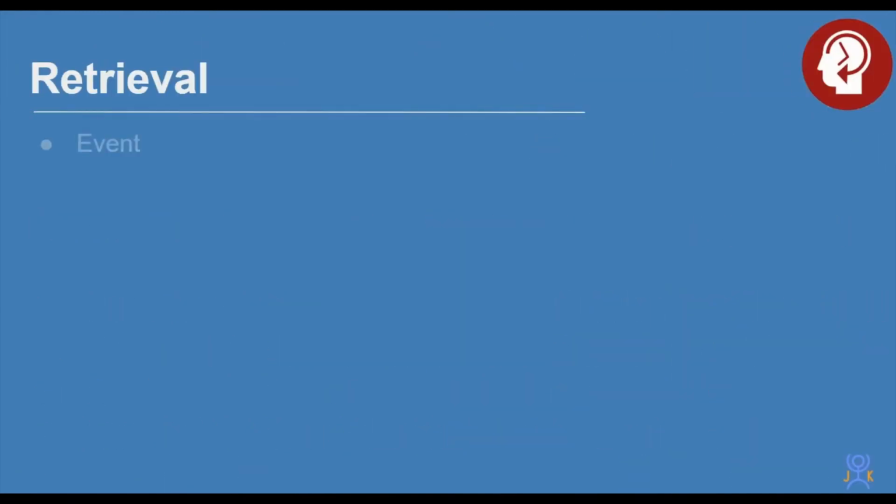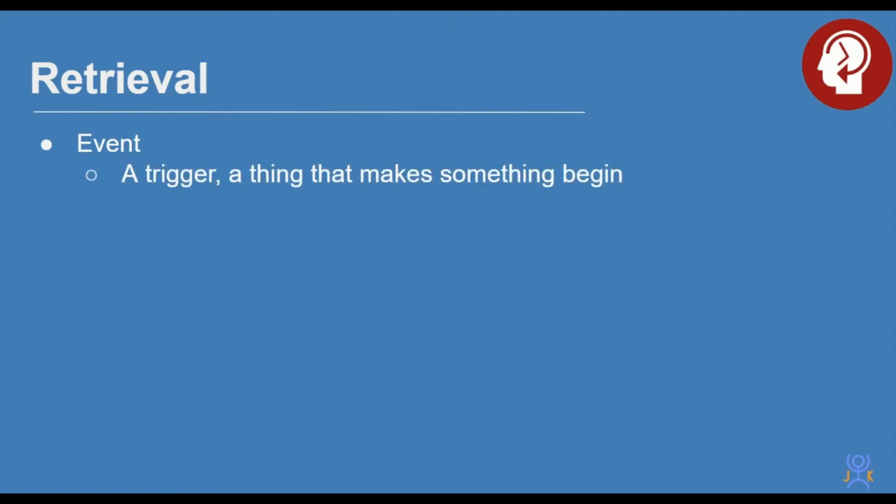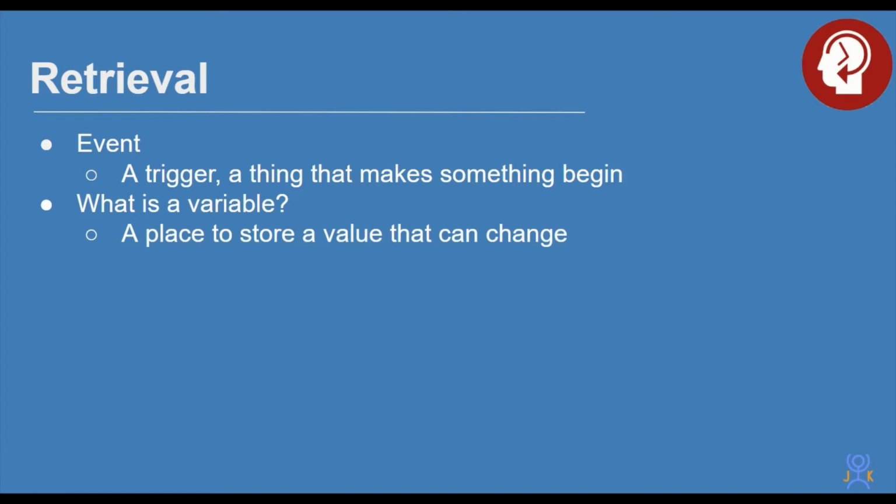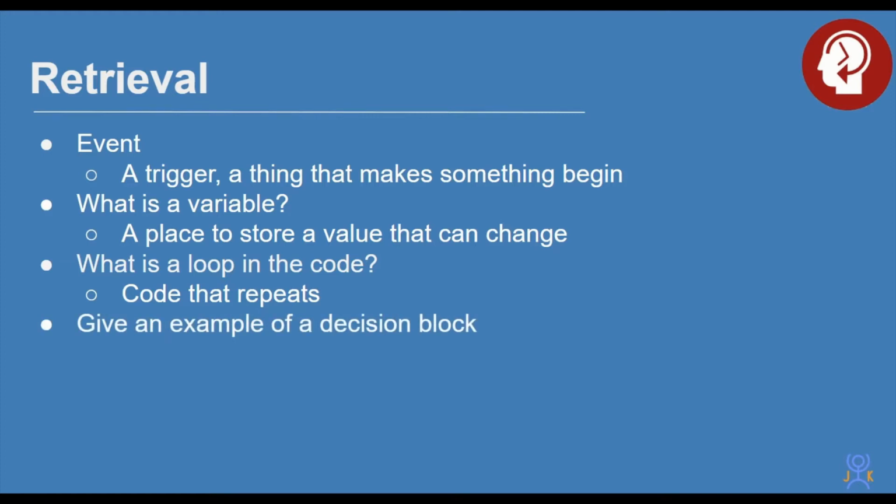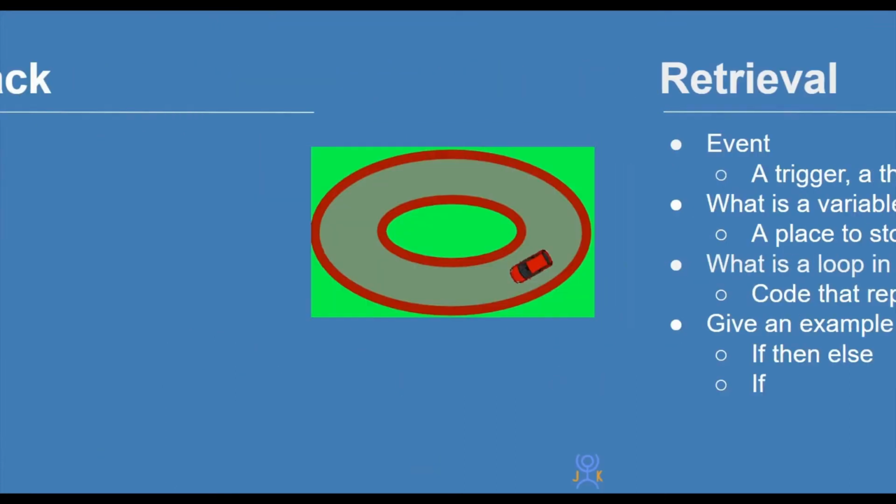So let's recap from last lesson. An event is a trigger, something that makes something begin. A variable is a place to store a value that can change, for example speed can change. What is a loop in the code? It's code that repeats. Give an example of a decision block. You can have if then else and if. Okay, so that's what we should remember from last lesson.